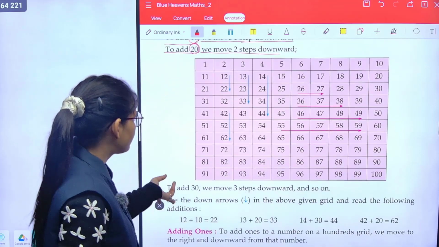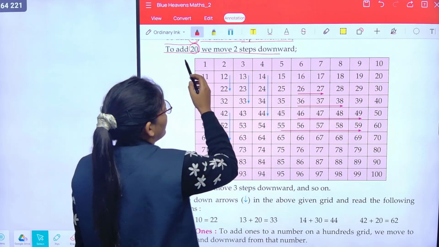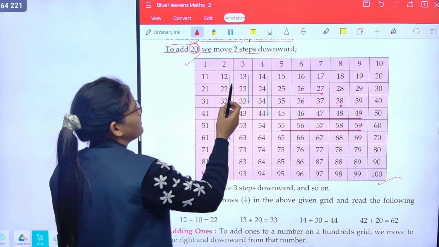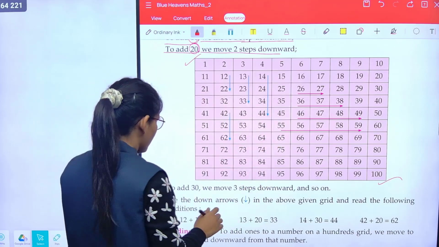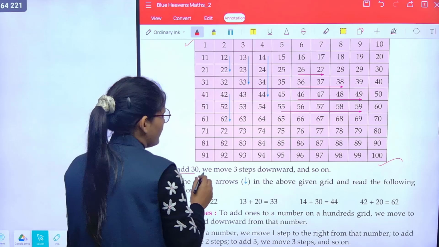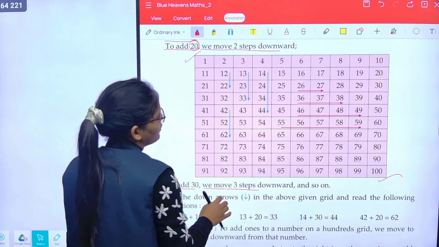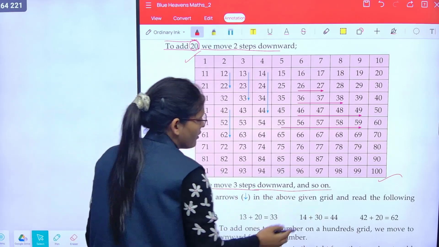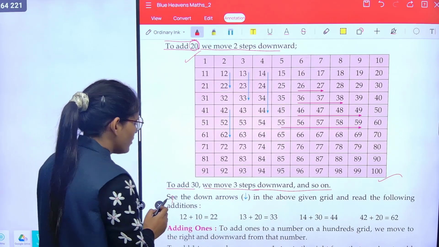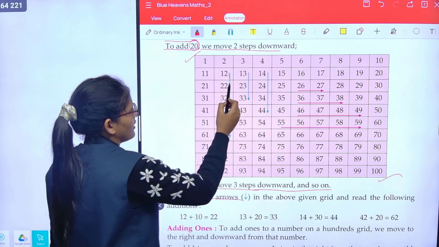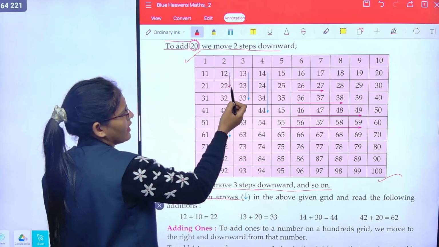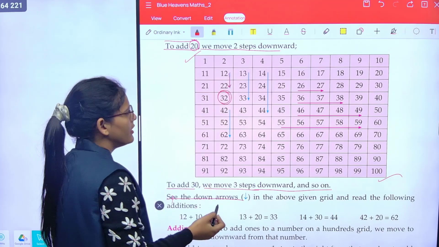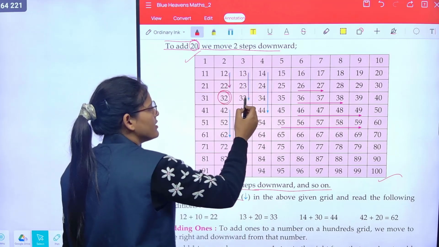See class, these are the counting from 1 to 100. So it is a 100 grid. To add 30, we move 3 steps downwards and so on. See the down arrows. Here we have 12, and we add 10 to it, so it is 22. हम यहाँ पर डाउनवर्ड्स स्टेप्स जा रहे हैं.